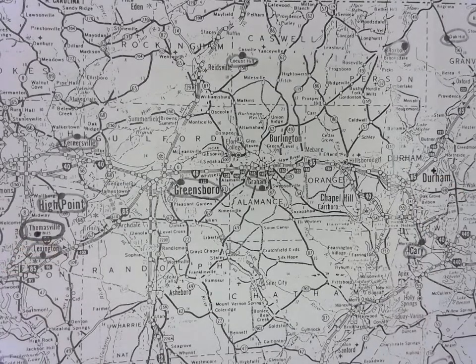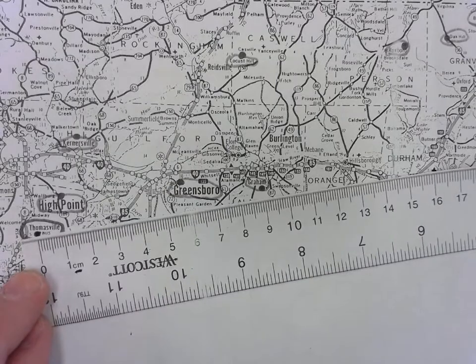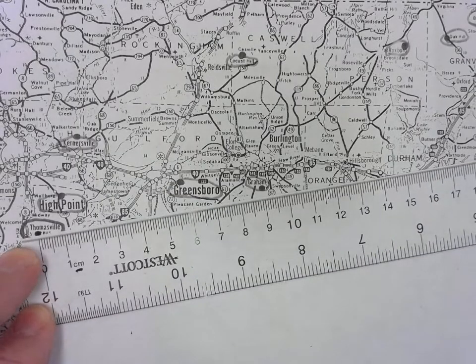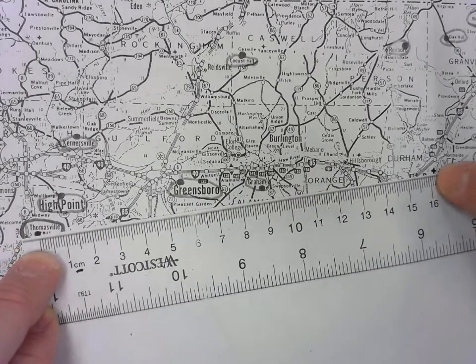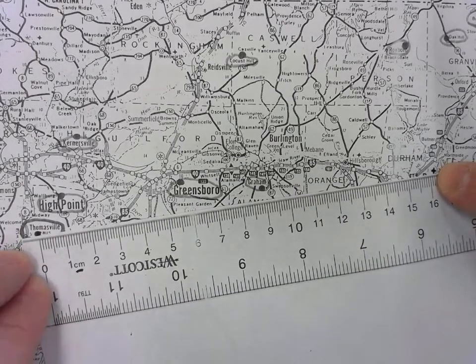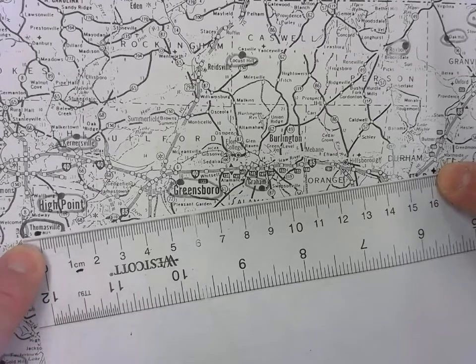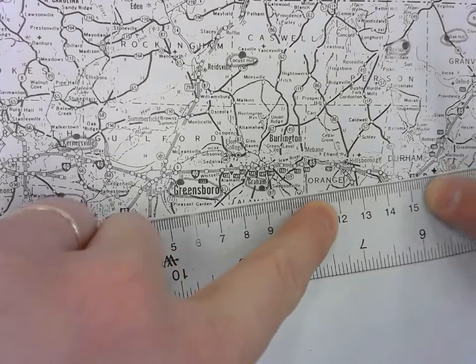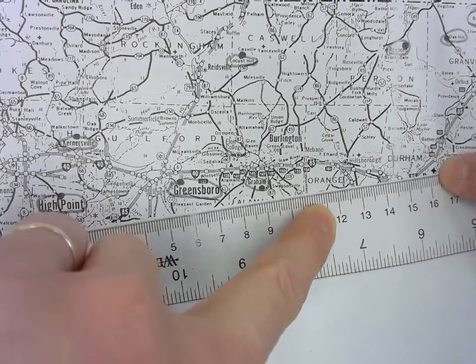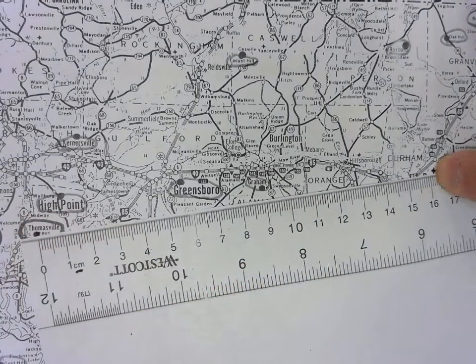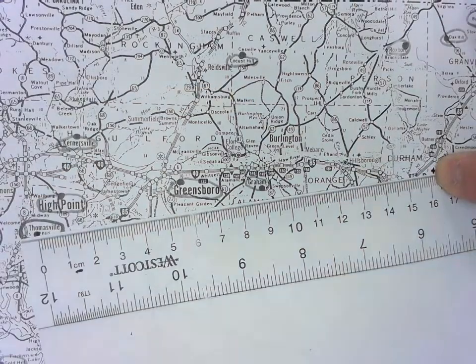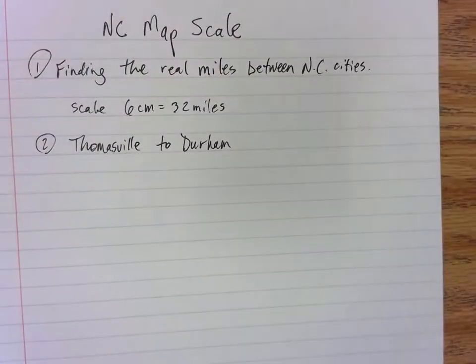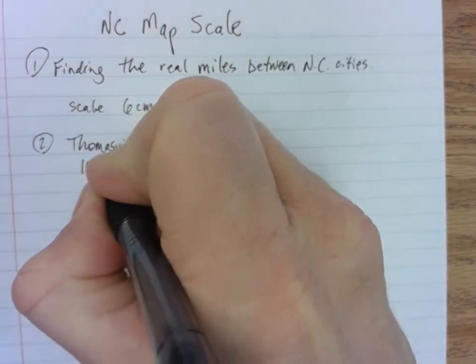I'm going to do the same thing you would be doing so you can see how it works. I'm going to put the 0 right there on Thomasville. And then you can see the little thing over here at Durham. I'm going to go to the nearest tenths place as close as I can get it. So that is 1, 2, 3, 4, 5, 6, 7, 8, 9, 10, 11, 12, 13, 14, 15, 16.2 centimeters right there. So that is 16.2 centimeters from the middle of that dot at Thomasville to the middle of that little cross over there. So 16.2 centimeters is my measurement.